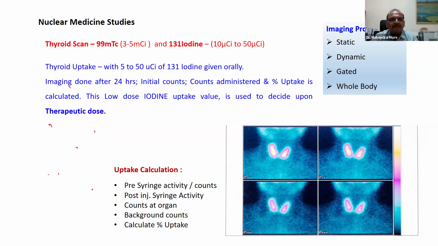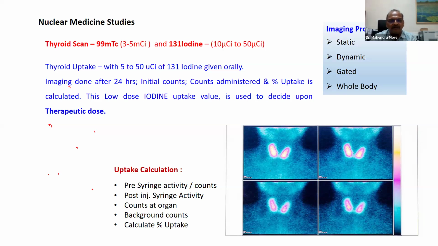So thyroid uptake studies are done by technetium and iodine both. If you give the iodine, we have to image after 24 hours, because iodine is given orally, and once you swallow it, it goes into circulation, and it takes around 24 hours to get collected at the thyroid level. Then the uptake is calculated: how much uptake of the iodine, or how much uptake of the technetium, takes place in the thyroid.